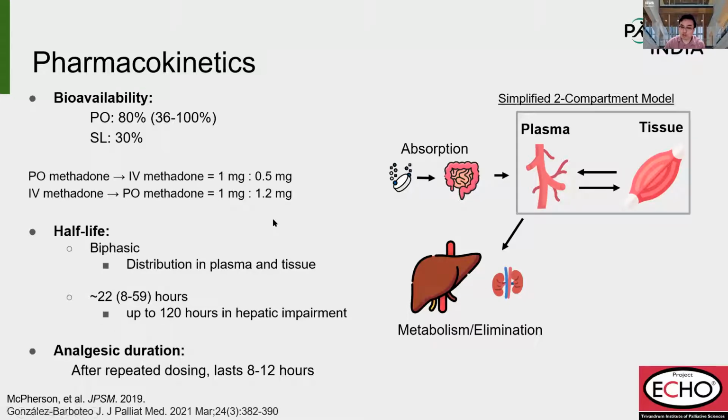In regards to the half-life and timing of methadone, it has a longer half-life due to the biphasic distribution model where it gets absorbed. Even though it can be cleared from the plasma, there are deposits into the tissue. So on average, it's around 22 hours, up to 60. Patients with hepatic impairment can have a half-life of up to 120 hours. Keep in mind that the analgesic duration after multiple doses is 8 to 12 hours and is not necessarily the same as the chemical half-life, as we would think of with other opioids.